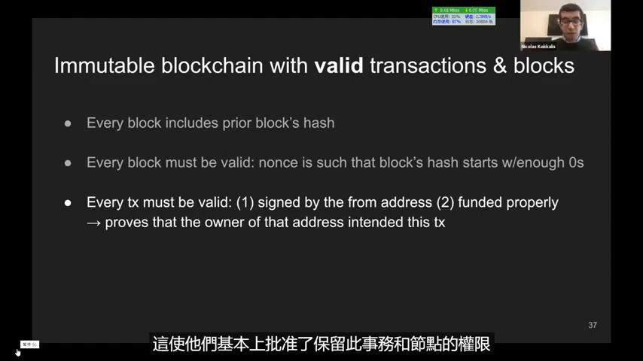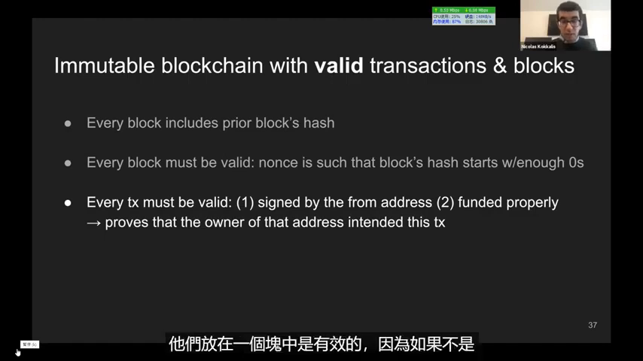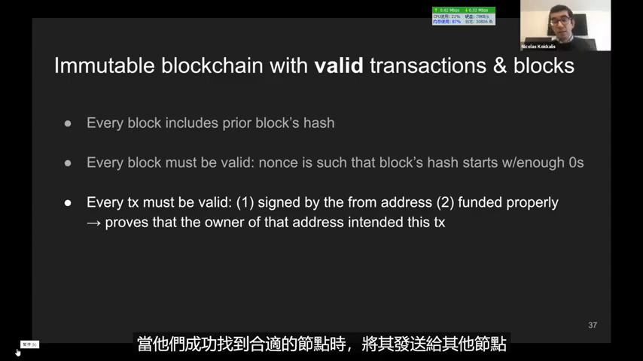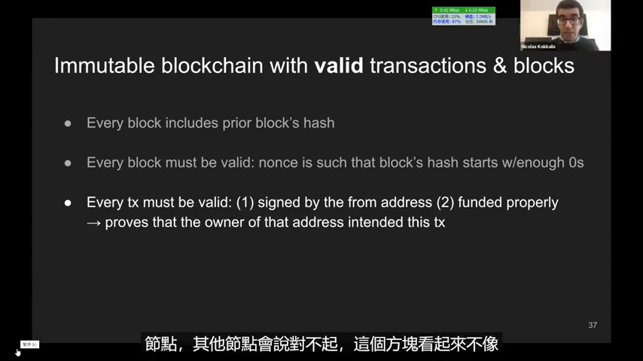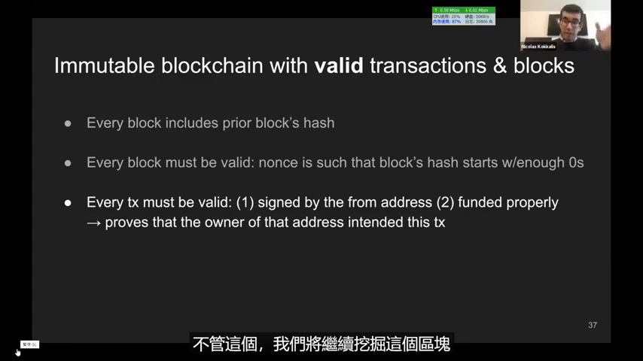And the nodes have an incentive to make sure that every transaction they put in a block is valid, because if it's not, then when they send that block to other nodes, if they succeed in finding the right nonce, the other nodes are going to say, sorry, this block doesn't look like a valid block because it has this invalid transaction inside. So we're disregarding this. We're going to keep mining this block until we find the actual valid block.